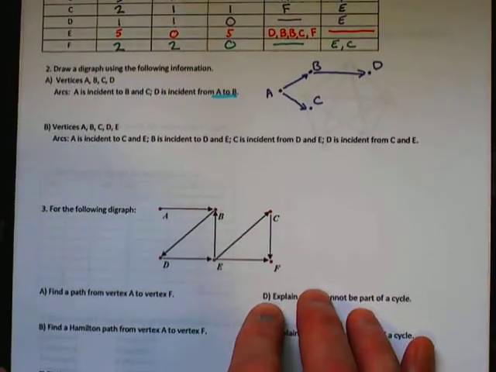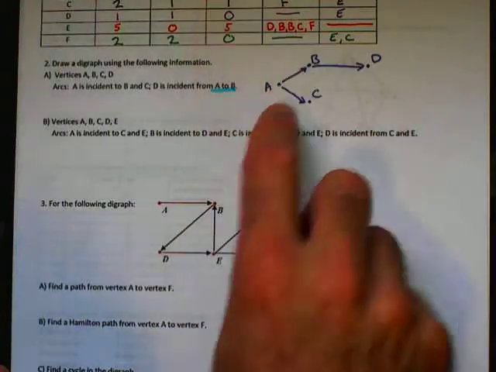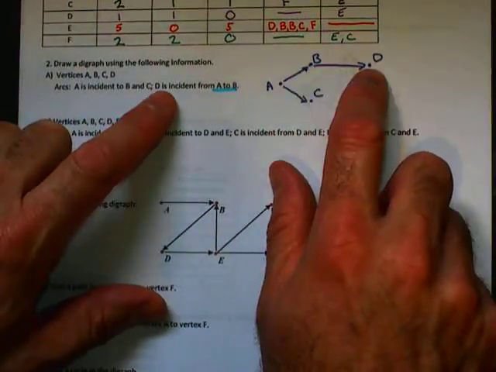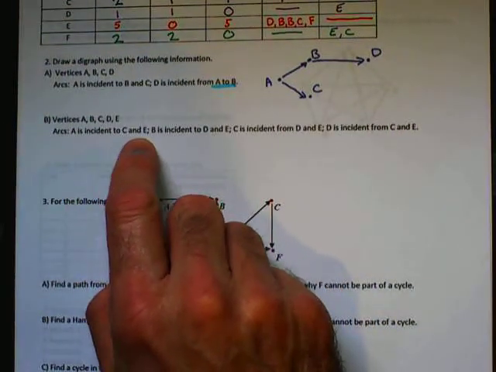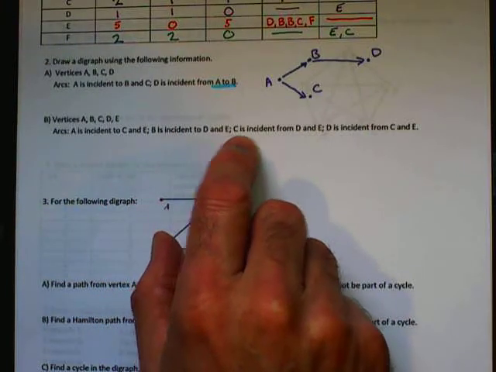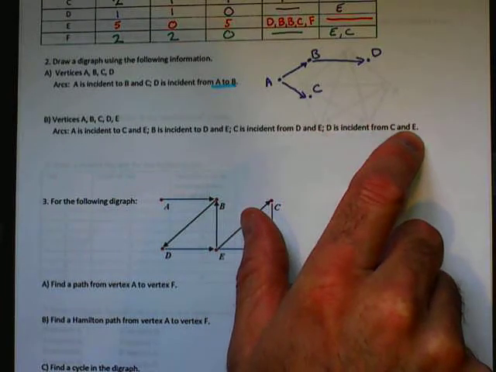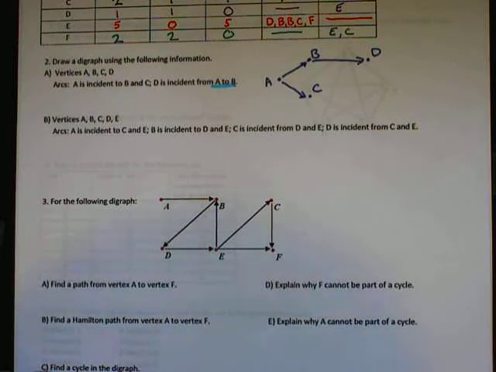Okay, now from this whole idea that A is incident to B and C, D is incident from B. Now, A is incident to C and E. B is incident to D and E. C is incident from D and E. D is incident from C and E. There's no 2's, so those aren't going to be as confusing as what we just had a minute ago.